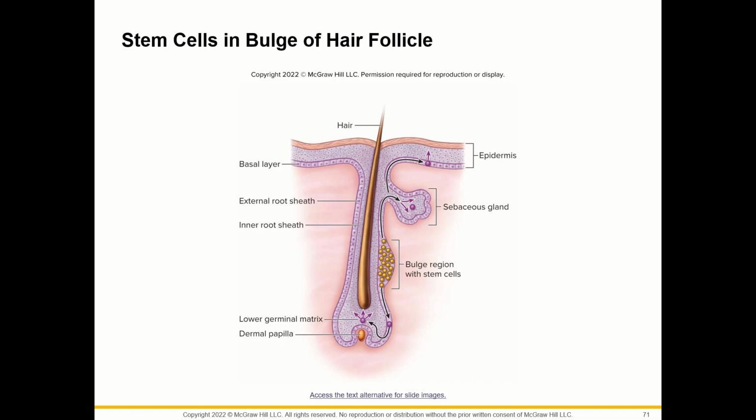Figure 1.23 shows the stem cells in the bulge of a hair follicle. And so the stem cells in this region migrate to form the differentiated cells of the hair follicle, the sebaceous gland, and the epidermis.